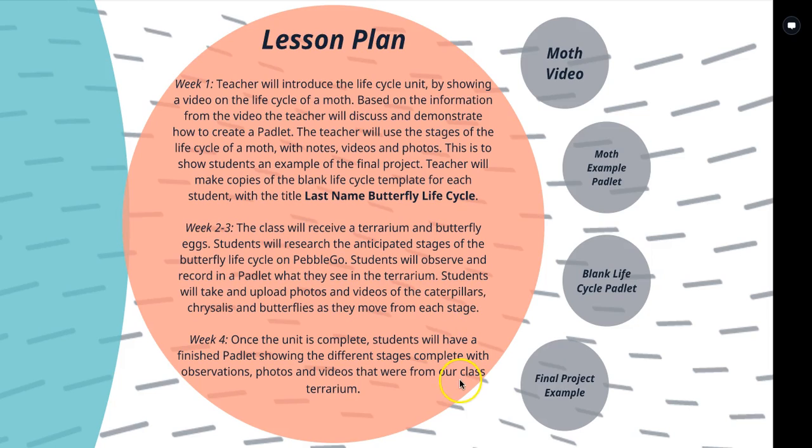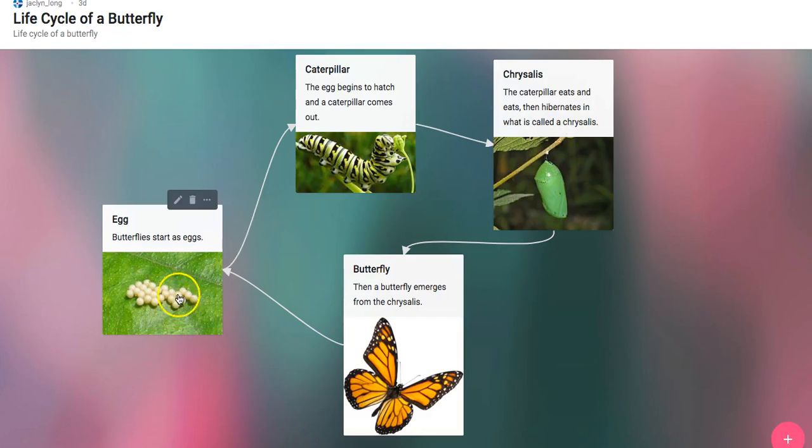And then once the unit's complete, once they've gone from eggs to butterfly, I'm anticipating that that'll be 4 weeks. Once that unit's complete, students will have a finished Padlet showing the different stages complete with their observations, photos, and videos that were from our class's terrarium. And so this is just a final project example. Of course, it would be different because it would be actually from your classroom, but it would look something kind of like this.